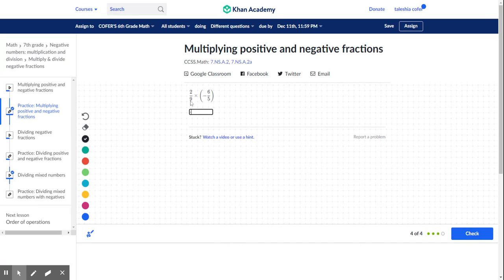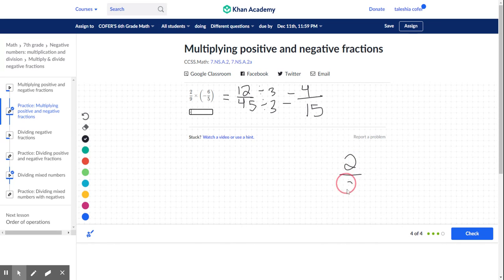If you didn't know how to reduce ahead of time, you would just multiply straight across. 2 times 6 is 12, and 9 times 5 is 45. I want to divide the top and the bottom by 3. 12 divided by 3 would give me a 4, and 45 divided by 3 would give me a 15. So my answer would be 4 over 15. Can't forget the negative because they're different signs.